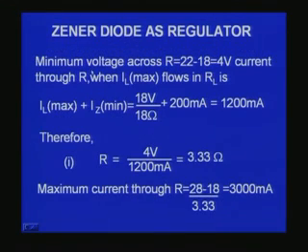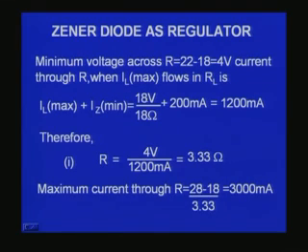Now the minimum voltage across the R will correspond to the minimum input voltage, which is 22 minus the voltage across the Zener, 18, that is equal to 4 volts. The current through R, when the maximum current flows through RL, is the maximum load current IL plus the minimum Zener diode current. The current flowing through the Zener will be minimum, and the current flowing through the load will be the maximum.